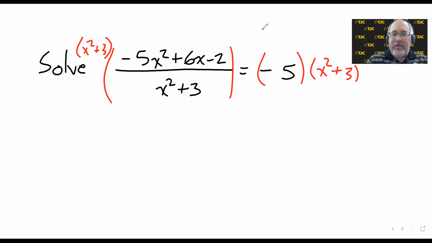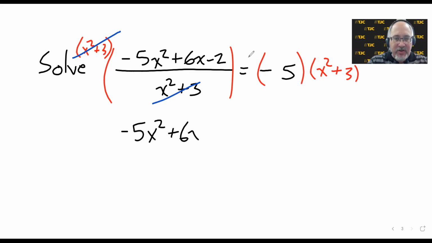On the left, the consequence is the x squared plus 3 cancels, leaving us the numerator, -5x squared plus 6x minus 2. On the right side, there's no cancellation, but we do invoke the distributive property.